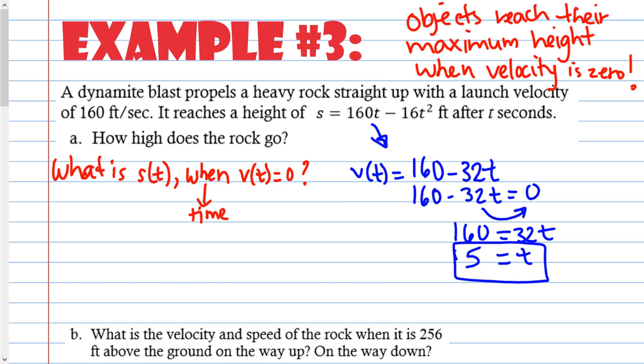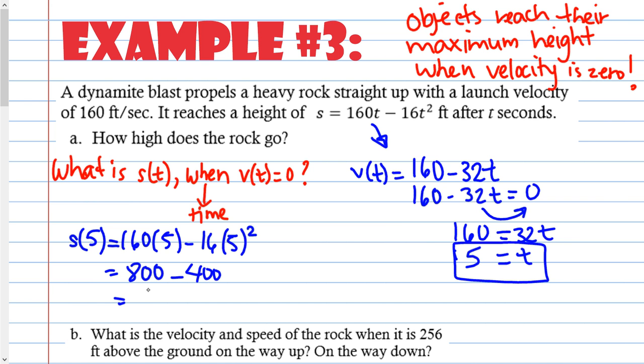So then I'm going to take the position function, and I'm going to plug in my t equals 5. So 160 times 5 minus 16 times 5 squared. So 800 minus 25 times 16. What's that? 400. Okay. So we have 400, feet. So 400 feet.